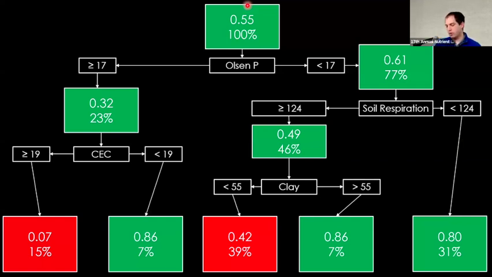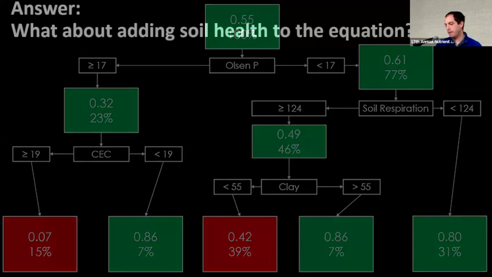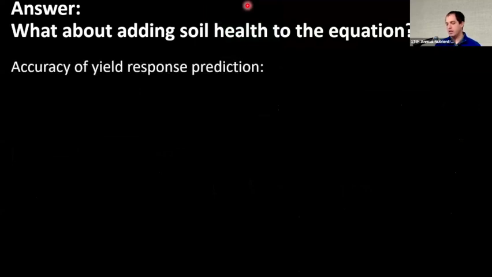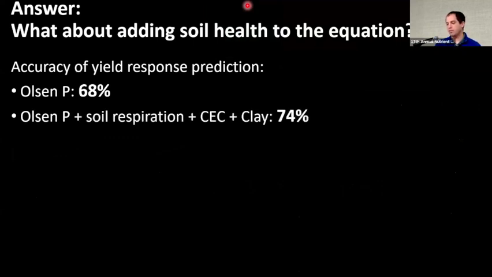So this is kind of a framework, a little more complicated than using just soil test P, but we're working on testing it to see how accurate it is beyond the sites we've done so far. And then looking at this, what did we overall see? We reminded ourselves that Olsen phosphorus by itself was 68% correct. How much did we improve? We went from 68 to 74%.